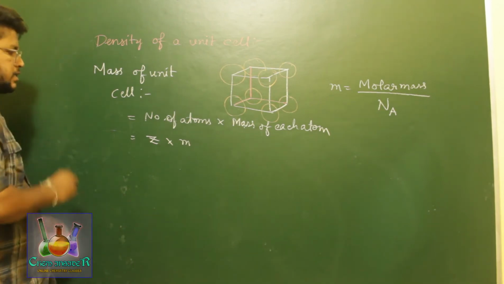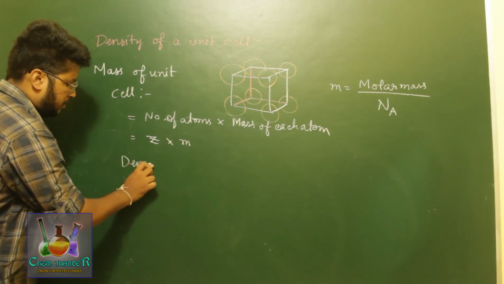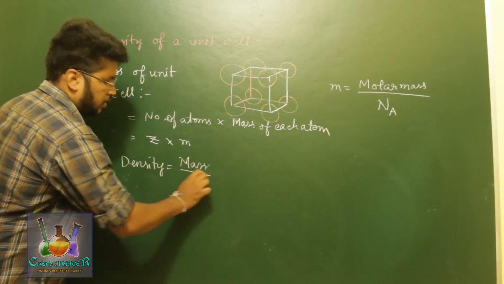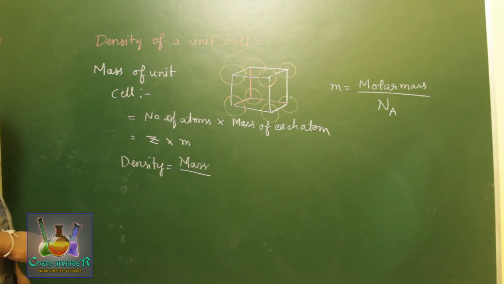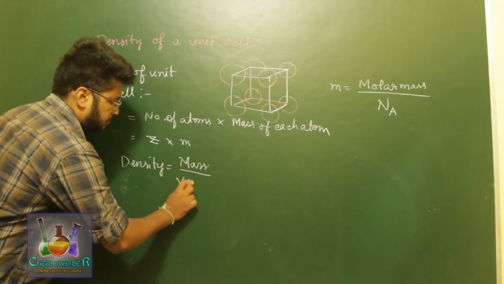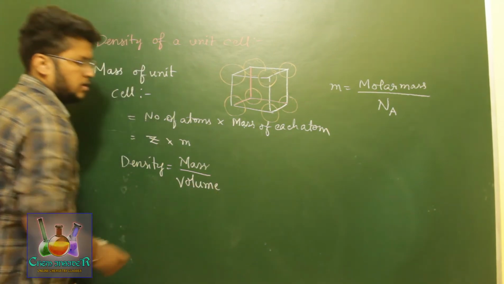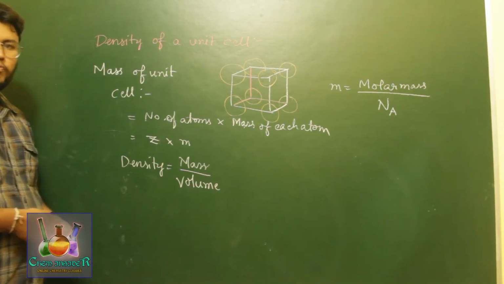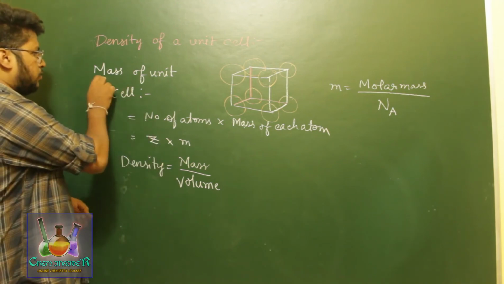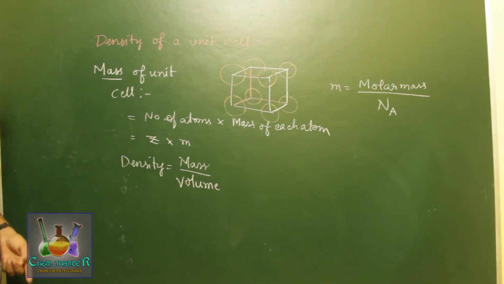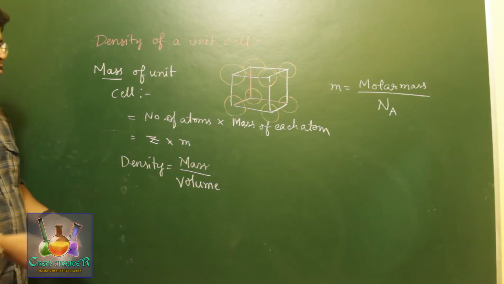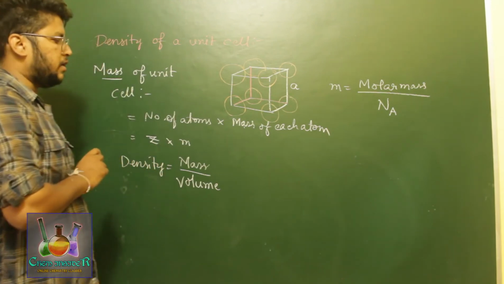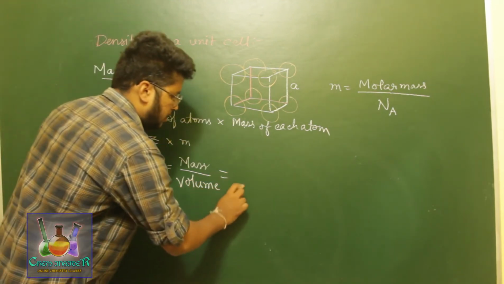Now, density depends upon two terms: mass and volume. If we divide mass by volume, we get the density. Now we know the mass of that unit cell. For the volume of the unit cell, for a cubic unit cell we consider the edge length as a, so the volume of that unit cell will be a cube.